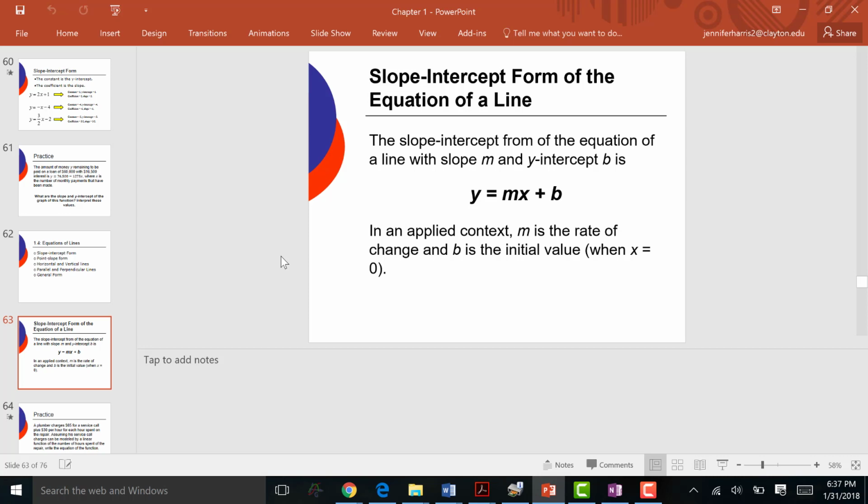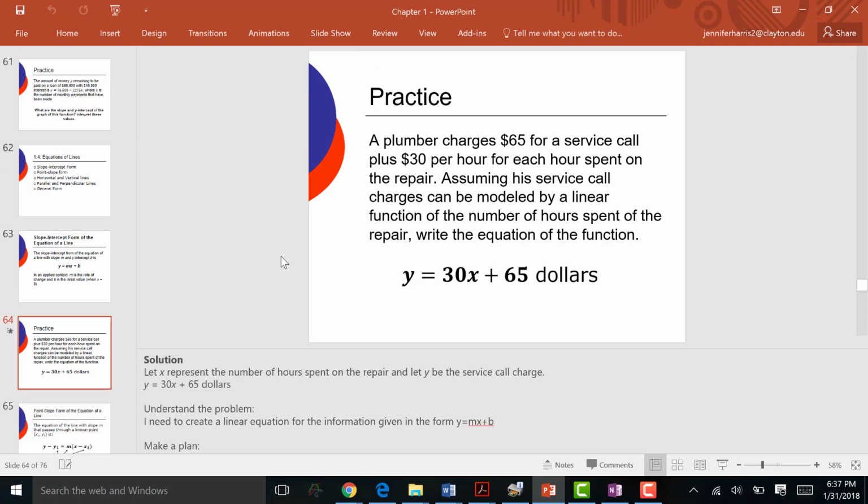in my math lab. So let's look at the first type that you can see that'll make sense in real life. Let's read it and see if we understand it. A plumber charges $65 for a service call plus $30 per hour for each hour spent on the repair. Assuming his service call charges can be modeled by a linear function of the number of hours spent on the repair, write the equation of the function. Well, they gave it to us. Look at it clearly. Is it in y equals mx plus b form? What's the slope?